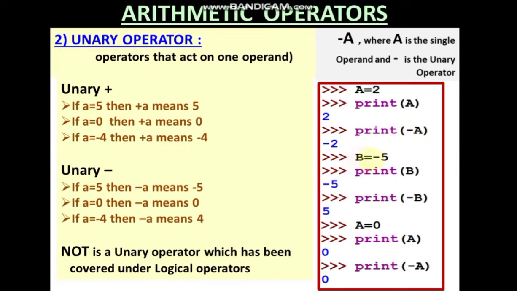Similarly, b is equal to minus 5. If you print b, you will get minus 5. If you print minus b, so minus of minus 5, that will make it 5. Now again a is equal to 0, so print a, you will get 0, minus a is also 0. So remember that a unary operator acts on only one single operand, and not is a logical operator, which you can also call a unary operator, which we will see later.